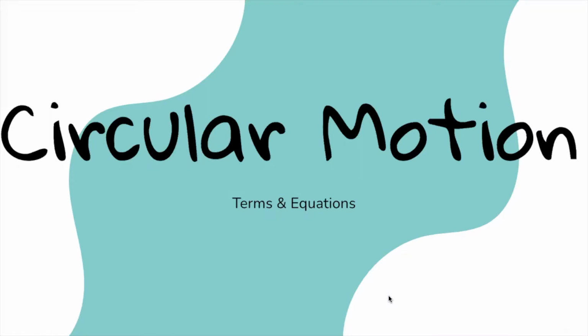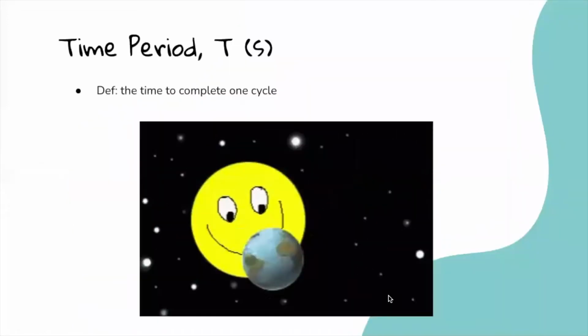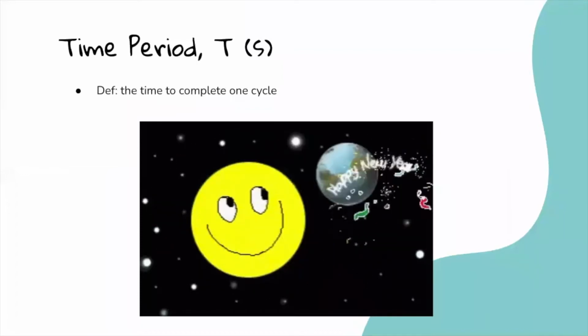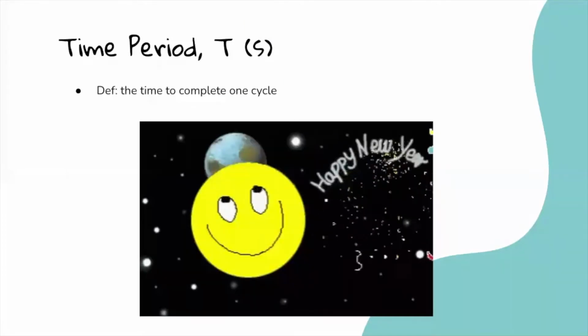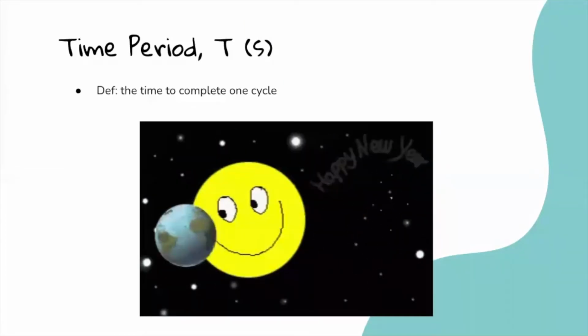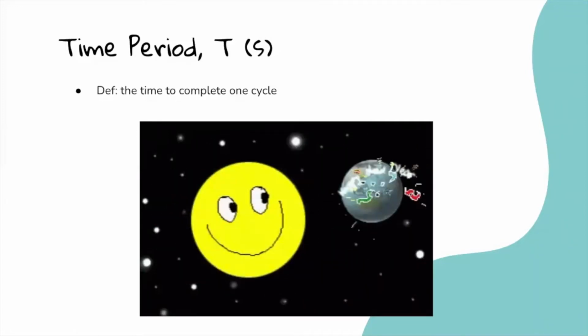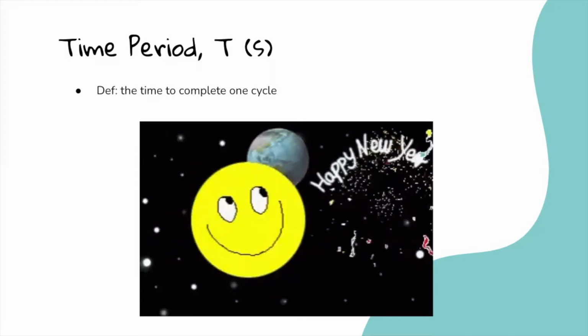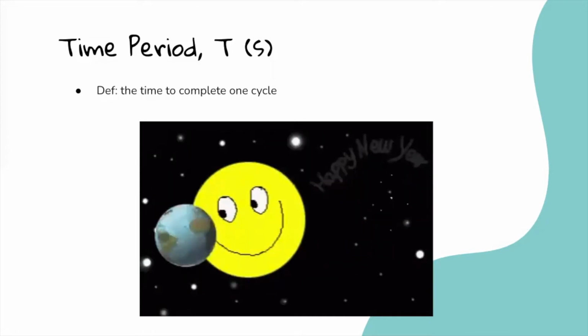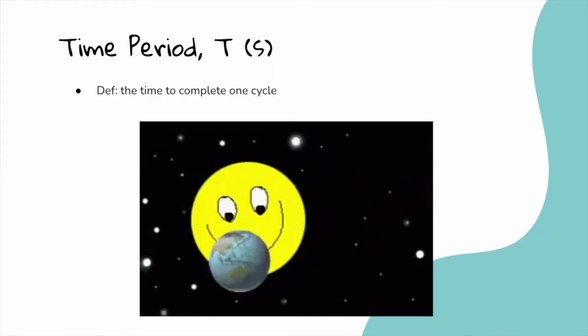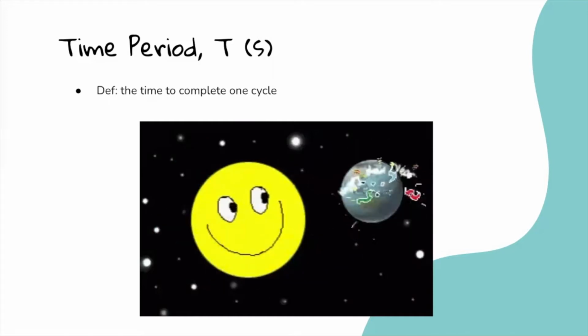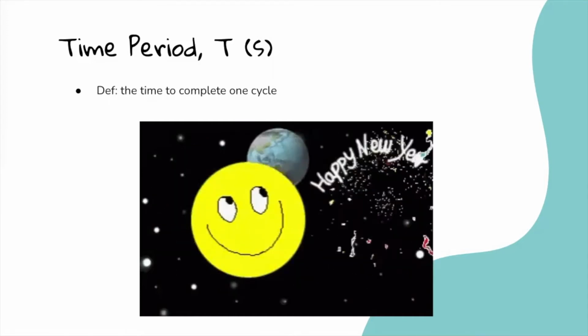For circular motion, one new vocab word is actually one you've heard me use today and probably earlier in this year as well, which is time period. Time period is the time to complete one cycle. If I'm talking about the Earth going around the sun, the time period is 1 year. But if I wanted to use that in an equation, I would need to take 1 year and turn it into some large number of seconds.